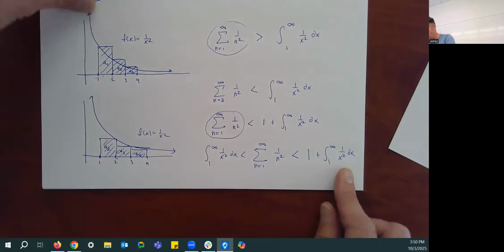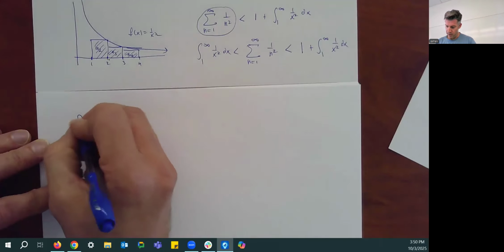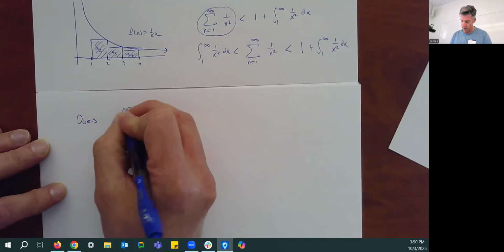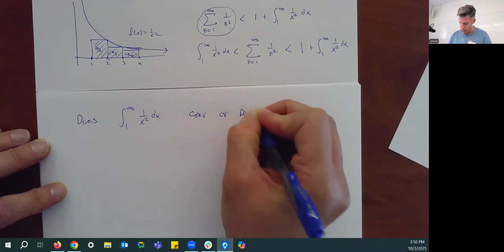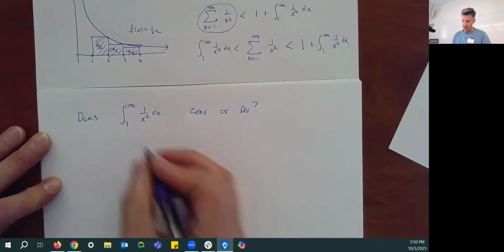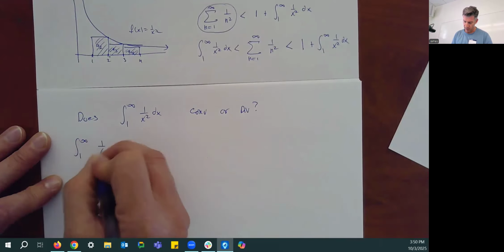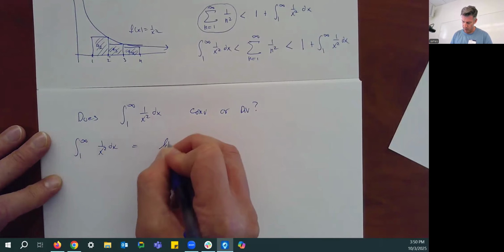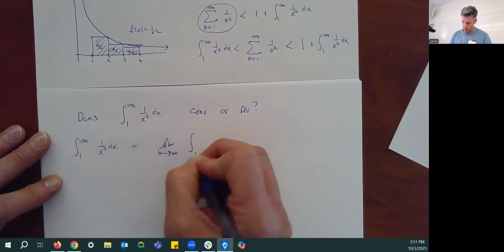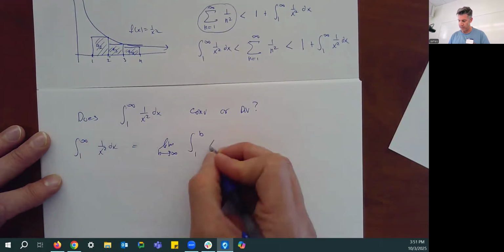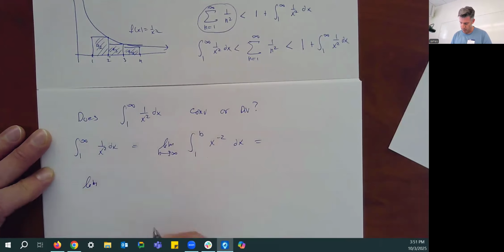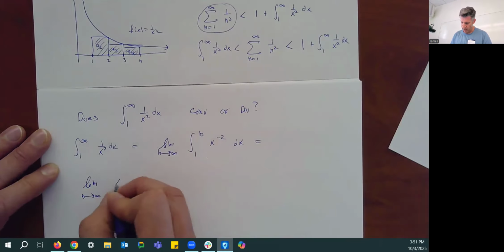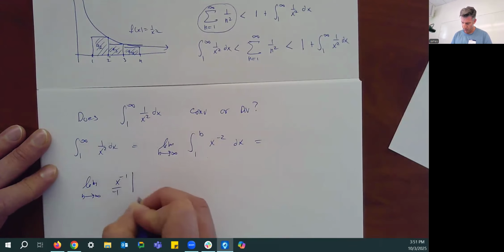Well, that's the question. So let's write this down. The question here is, does the integral from 1 to infinity of 1 over x squared dx converge or diverge? To do that, we use a limit, right? We're going to write the integral from 1 to infinity of 1 over x squared dx as the limit as b approaches infinity of the integral from 1 to b. Instead of 1 over x squared, let's write it as x to the negative 2. We anti-differentiate. We get the limit as b goes to infinity of x to the -1 over -1 evaluated from 1 to b.